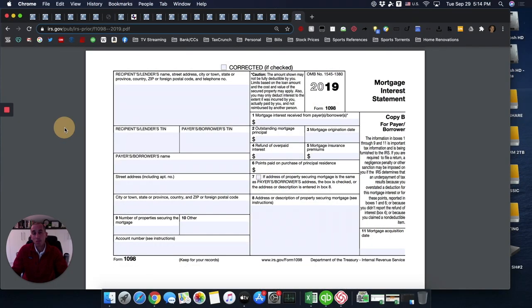Okay, so that is most of the documents that you're going to need for most of the items that will appear on a typical 1040 individual tax return. So hopefully that helps out with a little bit of a visual on some of the documents that you might need to gather.